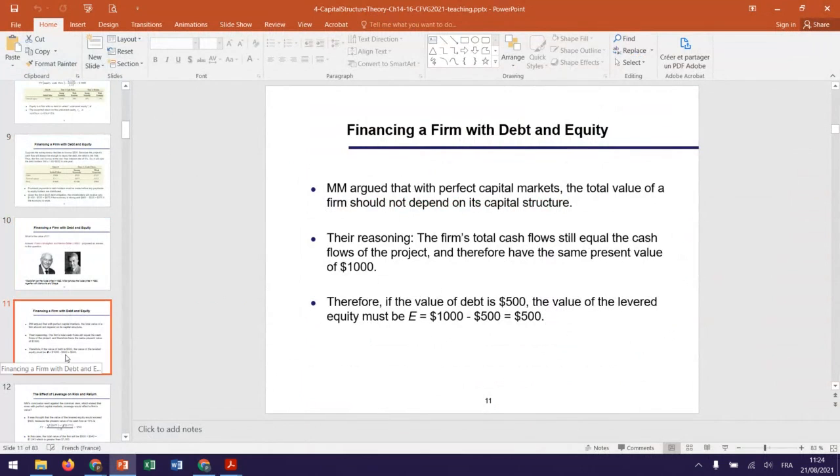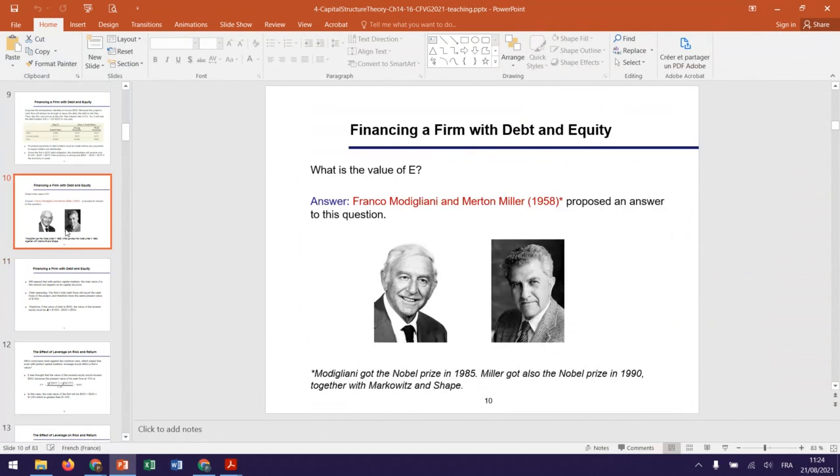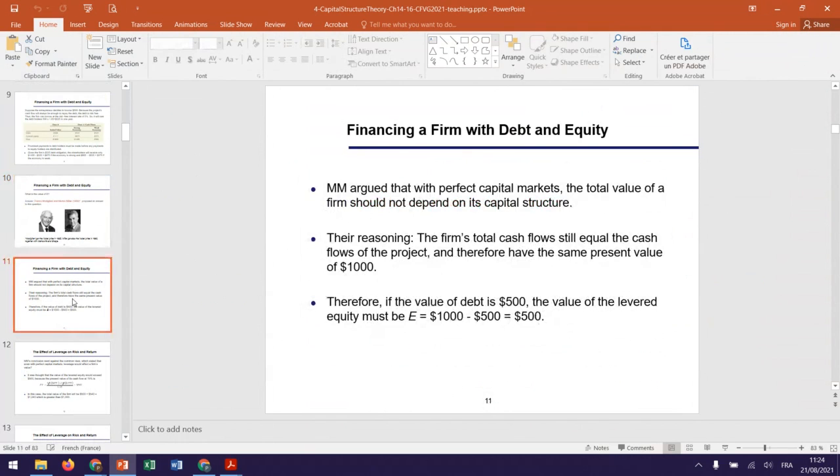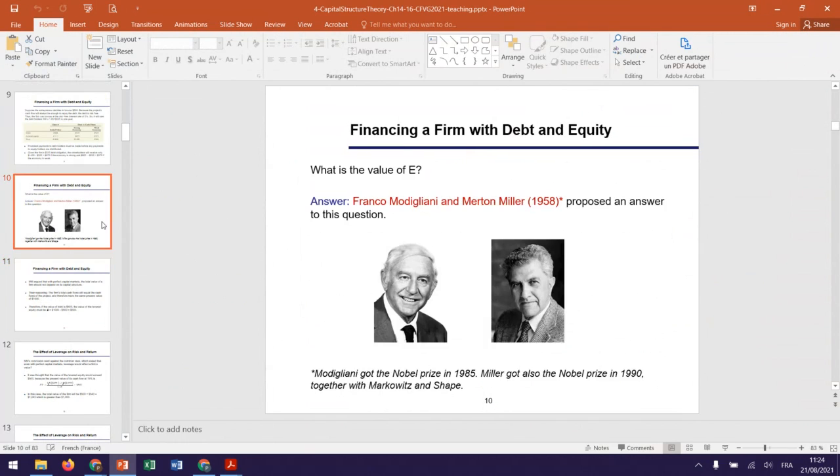I remember I read the statement from when he got the Nobel Prize. Nobel Prize winners give a kind of small speech and go to the press conference, and they explain. One of the journalists said, Professor Martin Miller, would you mind explaining in very simple words the capital structure theory that you propose?